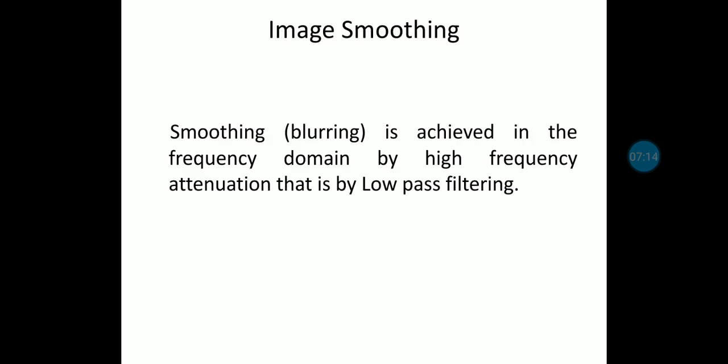So we'll continue with today's class, wherein we are able to see the image smoothing aspects of digital image processing in the frequency domain area. Okay, so let us understand first what is smoothing. Smoothing or blurring is achieved in the frequency domain by high frequency attenuation, wherein we have to attenuate the high frequency values. So that means we have to use an operation which is called low pass filtering, isn't it?